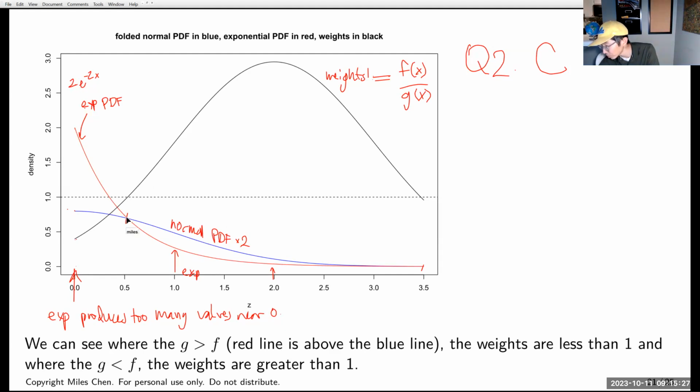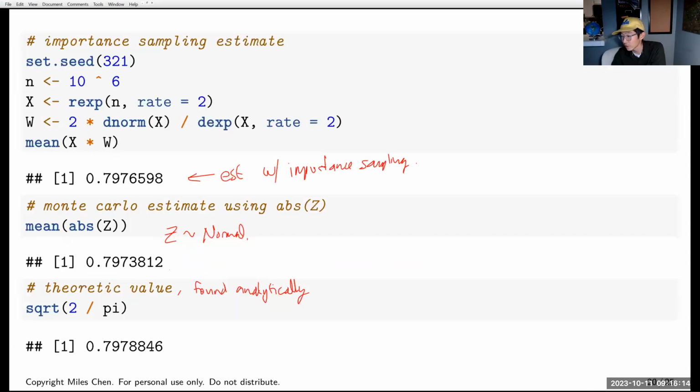When the exponential and the normal PDF are at the same location, values around 0.5 are produced in the perfect amount from the exponential distribution compared to the folded normal PDF, and so those weights are exactly 1. Values around 3.5 are also produced at the exact right amount. But for values less than 0.5, the exponential produces too many of them. For values between 0.5 and 3.5, the exponential distribution doesn't provide enough of them. So we have to compensate by adjusting our weights, and that's what this graphic illustrates. If you take in the different weights, you can get a pretty good Monte Carlo estimate of whatever quantity you're looking for.